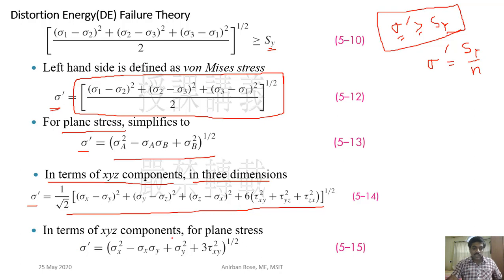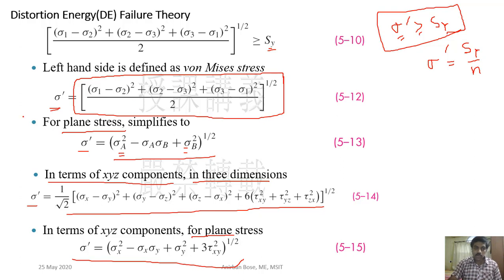In terms of XYZ components for plane stress, you can write the von Mises stress. You can remember this formula. Otherwise, you have to draw the Mohr circle and find sigma A, sigma B. Or if you can remember this one, definitely this will help you.